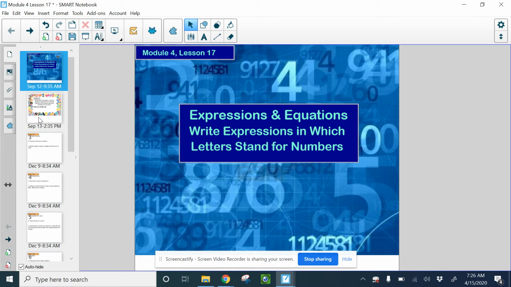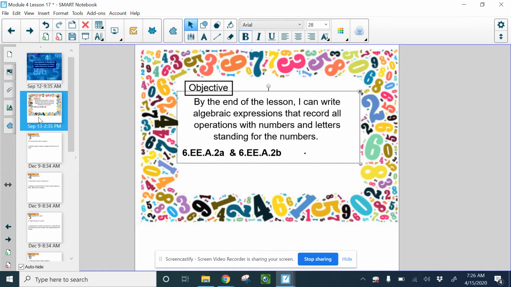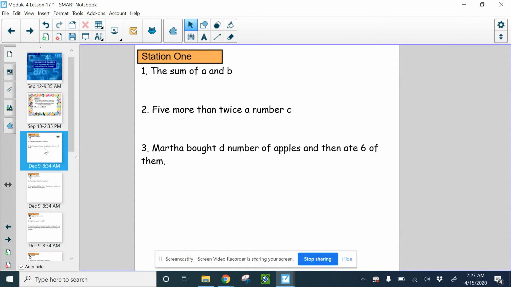So again, our objective for today is just by the end of the lesson, I want you guys to be able to write algebraic expressions that record all operations with numbers and letters standing for the numbers. So when we look through this, I'm just going to be going through a bunch of the different practice problems you guys would be doing in class. Because sometimes the best way to learn this is just to see more and more examples to get more comfortable with doing this.